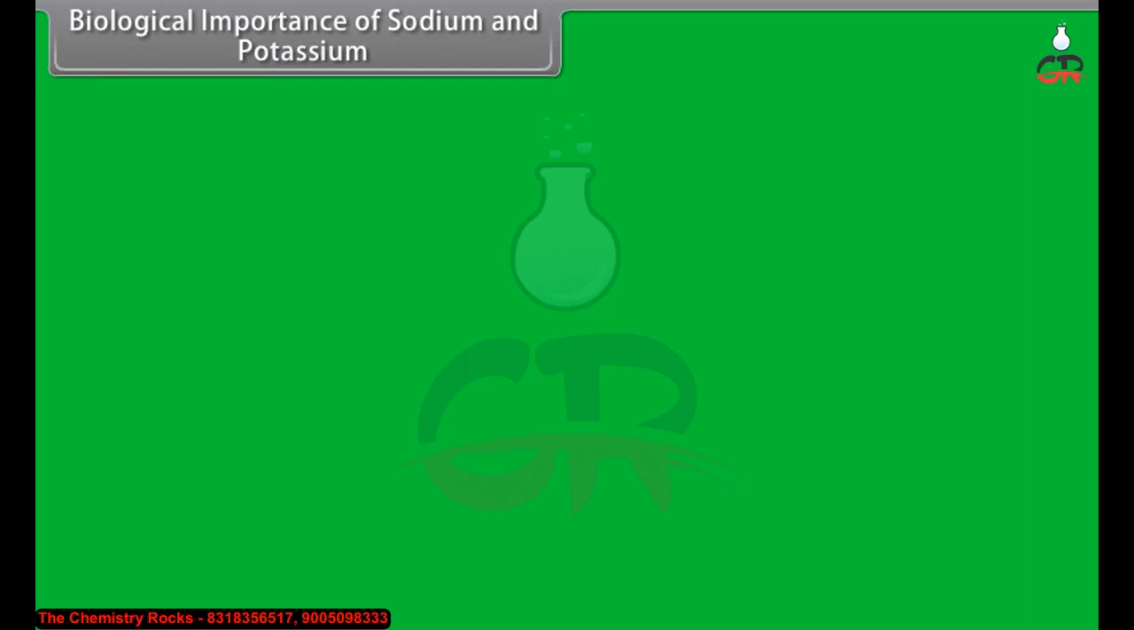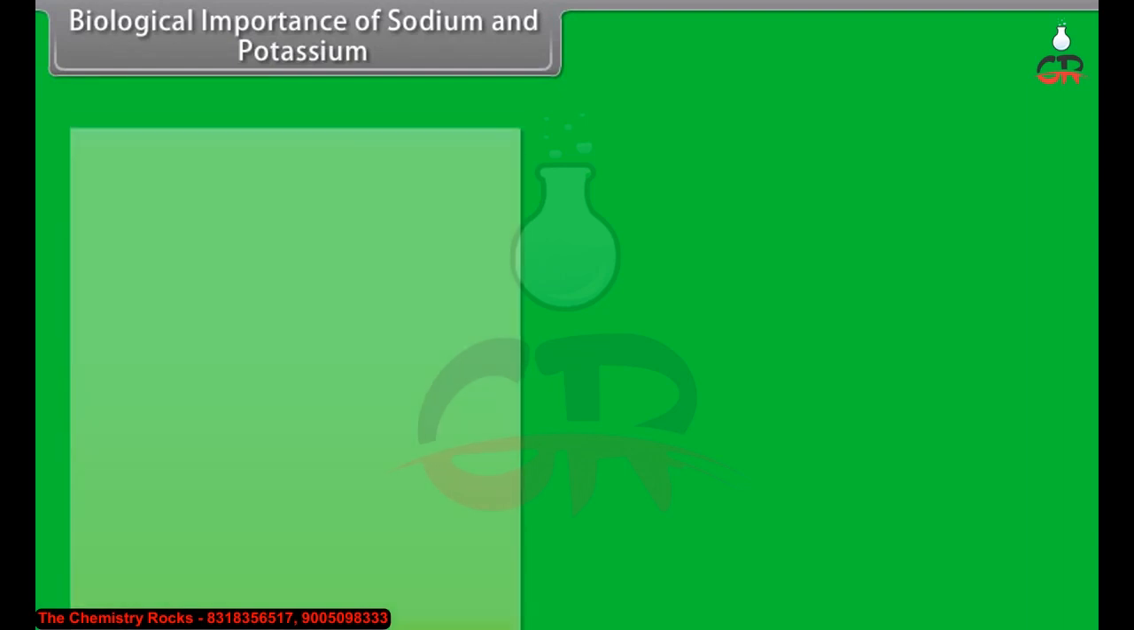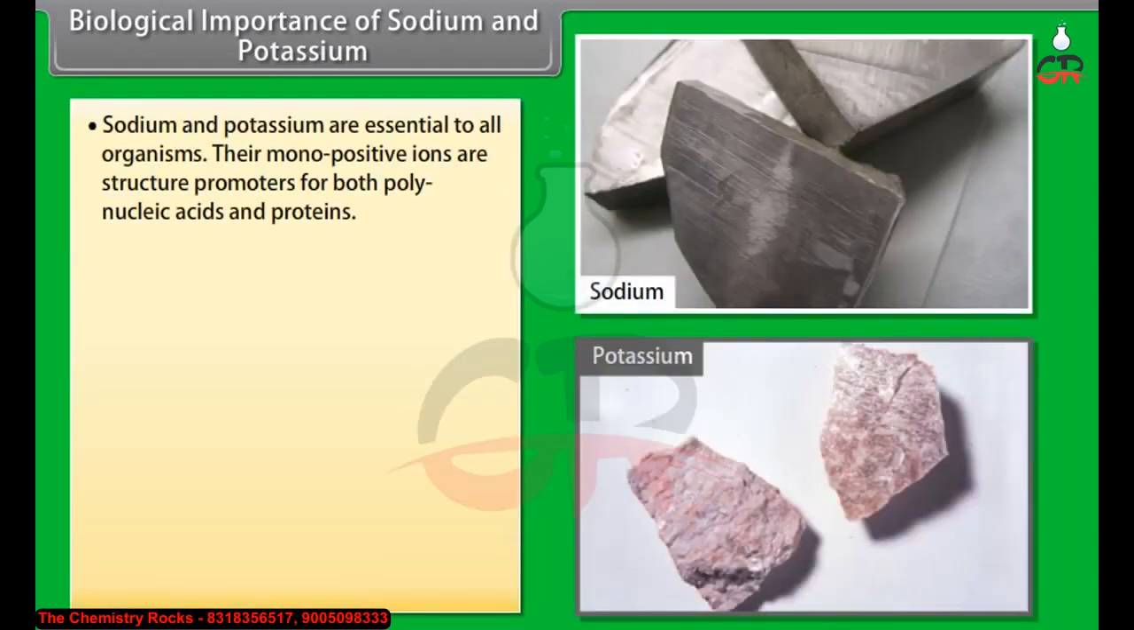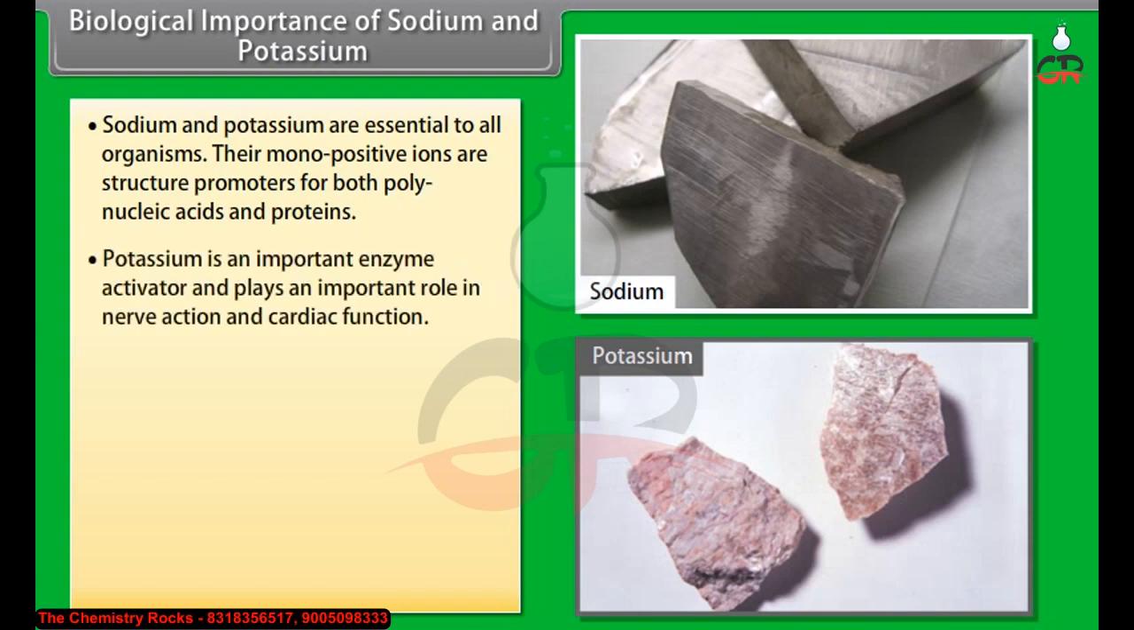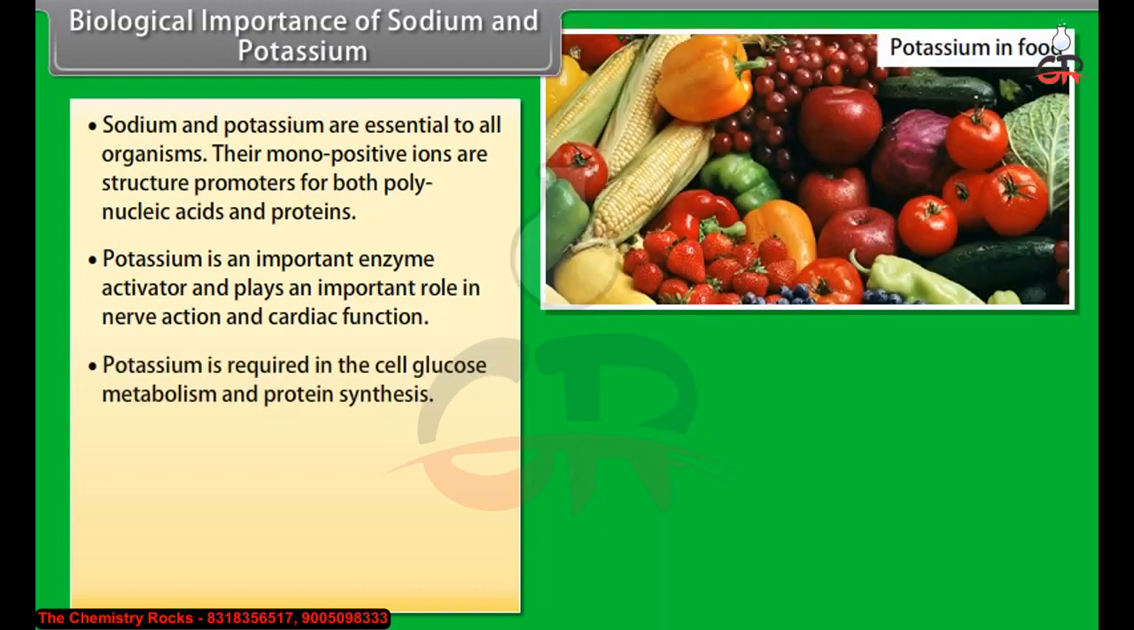Biological importance of sodium and potassium. Sodium and potassium are essential to all organisms. Their monopositive ions are structure promoters for both polynucleic acids and proteins. Potassium is an important enzyme activator and plays an important role in nerve action and cardiac function. Potassium is required in the cell glucose metabolism and protein synthesis.